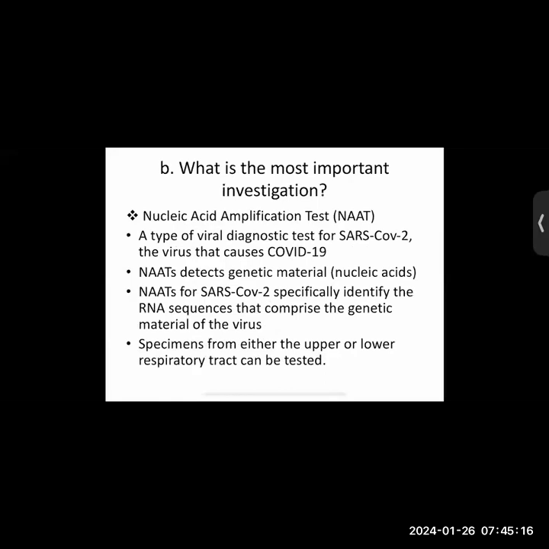Okay, so what is the most important investigation? The most important investigation is the nucleic acid amplification test, which is a viral diagnostic test for COVID-19, and it helps to detect the genetic material, majorly the RNA of the virus. The specimen, which is taken from the upper or lower respiratory tract, can be tested in this patient. Next slide, please.